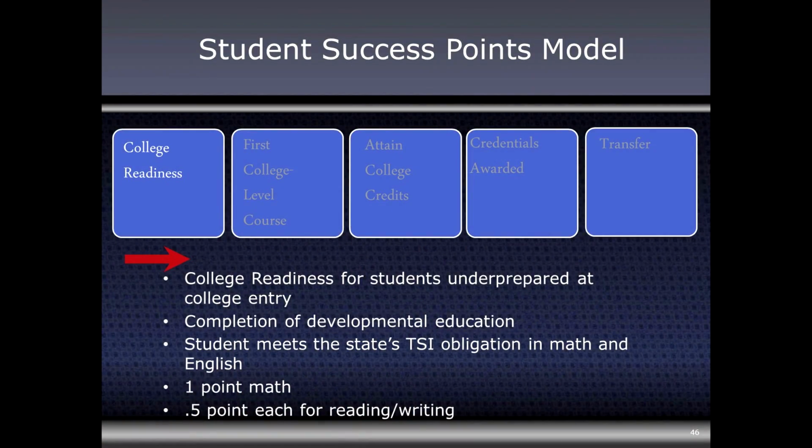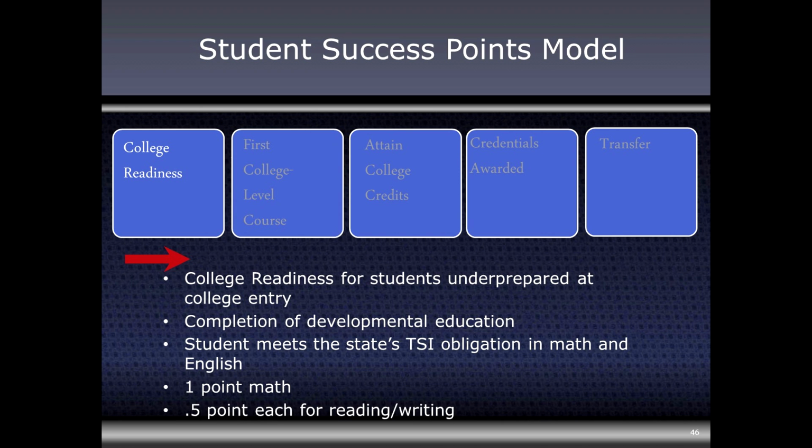If we go to the next one, the first part of it is around college ready, getting students who are in developmental education college ready. As they get through developmental education in math, reading and writing, we would get a point for reading and writing and a point for math.